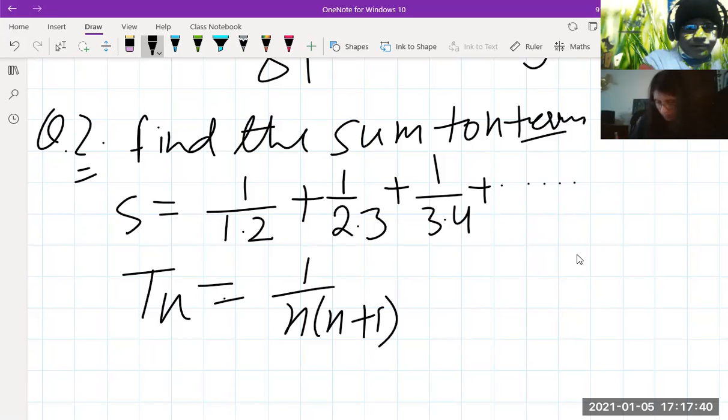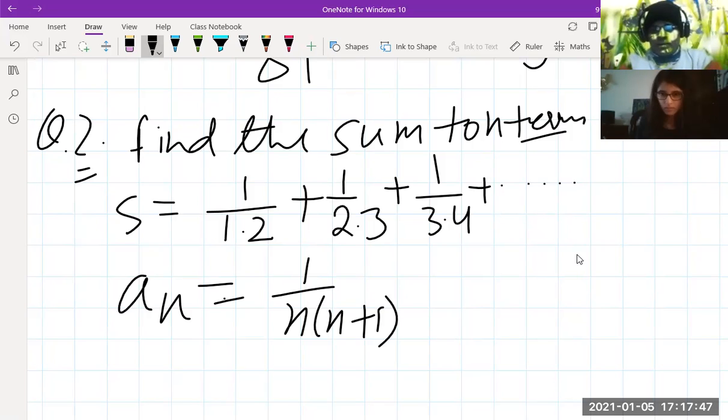Let's say an is 1 over n into n plus 1. So if you put n equals to 1, you will get 1 upon 1 into 2. If you put 2, then 1 upon 2 into 3. So you will get the whole sequence, right?